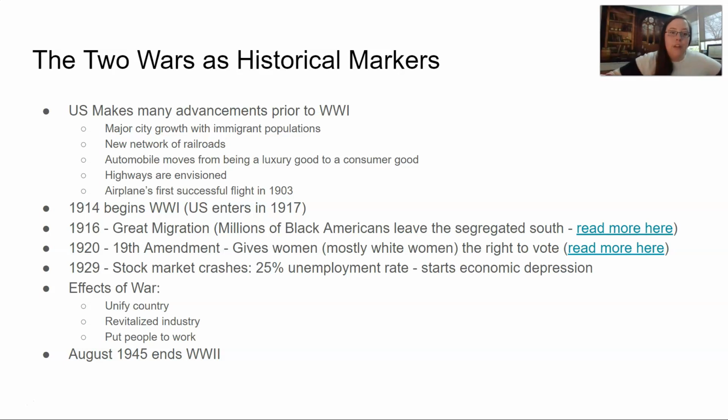The effects of war, of course there were negative effects, but our book does mention some positive effects. The country becomes unified politically. It revitalized industry, and it put people to work, because when the men go to war, women have to pick up the slack, and a lot of women started to work during wartime. And when people were coming back from World War I, I think partly that leads to the Great Depression, because there are so many people looking for work.